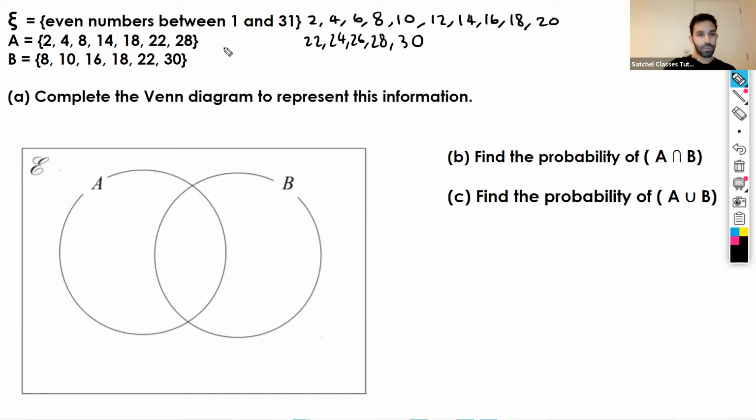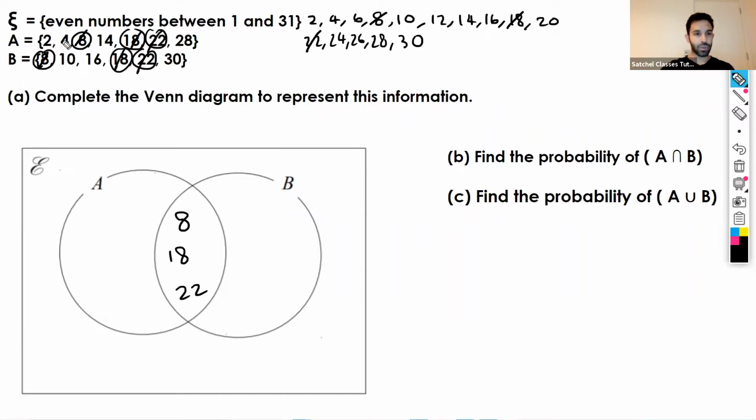Now, we've been given the numbers in set A, and we've also been given the numbers in set B. So what are the common elements? Well, they both have an 8 in common, so 8 goes in the middle. I'm going to cross them both out, and over here as well. And they also have 18 in common. So I'm going to allocate 18 and cross them both out. And then they also have 22 in common. So we can allocate 22 in the intersection and cross it out over here.